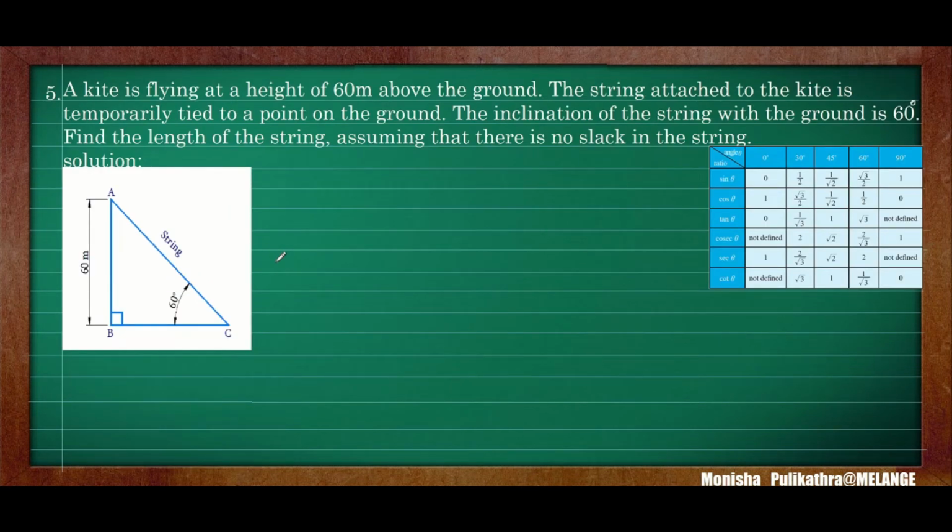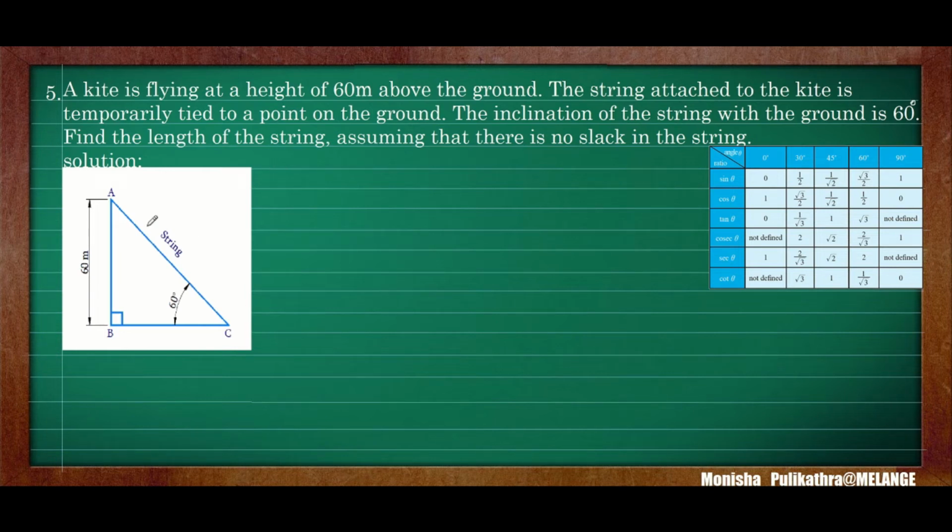The fifth question is, a kite is flying at a height of 60 meter above the ground. So, if you consider this A as kite, then from the ground, the BC is the ground where the kite is flying 60 meter above the ground. And this is the string attached to the kite which is tied on the ground temporarily. So if the kite is at 60 meter, we need to find the length of the string.